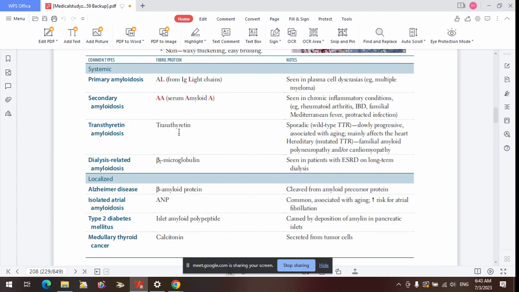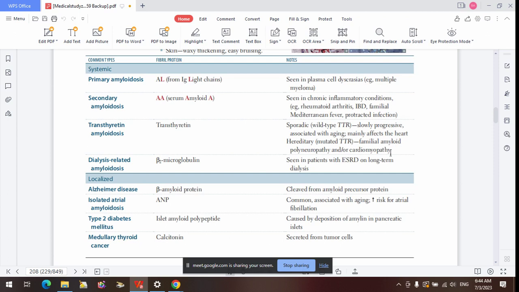But this one typically likes depositing within the ventricles and causes cardiomyopathy only. But in some situations, it can also deposit in the nerves, and that's why it's classified under systemic. It has to deposit in more than one tissue. But it has predilection for depositing in the heart. And it can cause arrhythmia, it can cause cardiomyopathy. We should not forget that. Sporadic and hereditary forms of transthyretin amyloidosis.